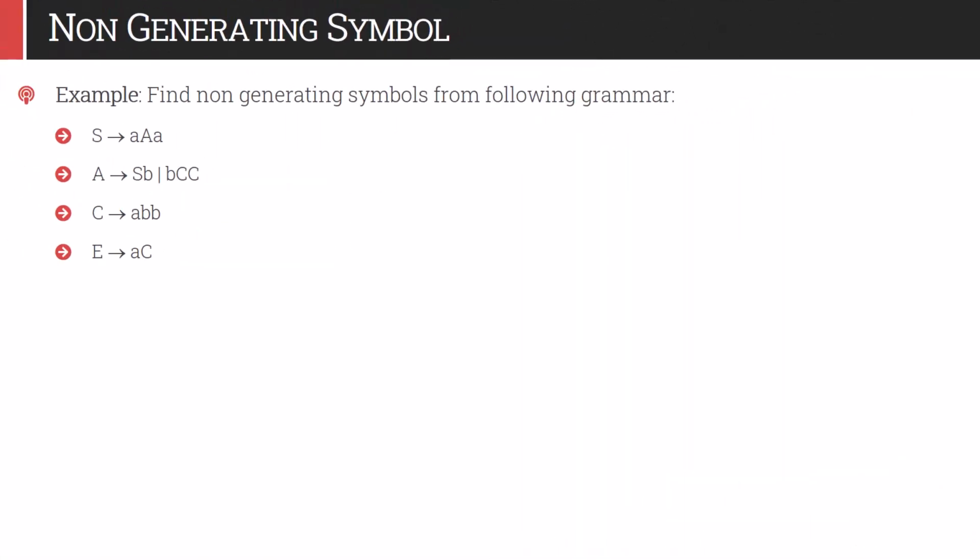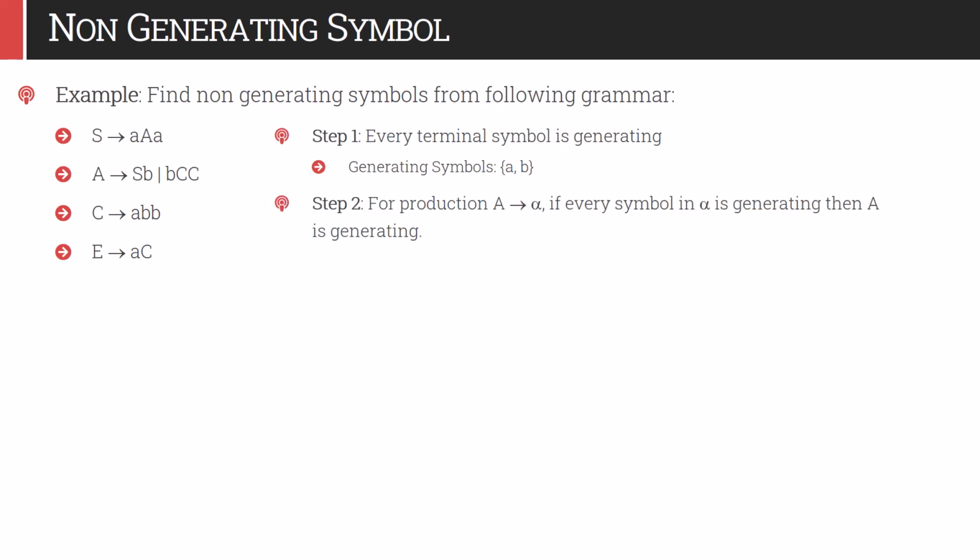Another example, we have to find non-generating symbols out of that. So first rule says that all terminal symbols are generating symbols. So in this grammar, we have 2 generating symbols or 2 terminal symbols, small a and small b. From step 2, we will check all the productions of the form A derives alpha. If all the symbols in alpha are generating, then capital A is also generating.